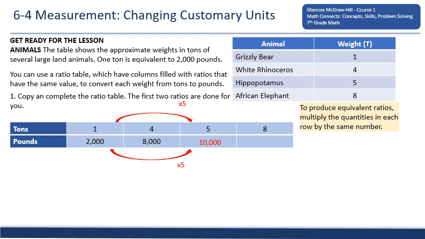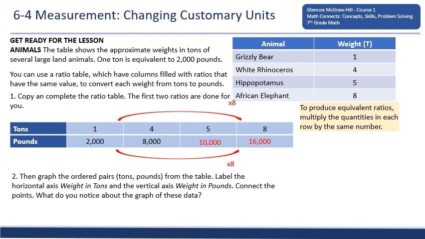5 times 1 is 5. So 5 times 2,000 is 10,000. And then 8 times 1 is 8, and 8 times 2,000 is 16,000. Then graph the ordered pairs, tons and pounds, from the table. Label the horizontal axis weight in tons and the vertical axis weight in pounds, and connect the points.